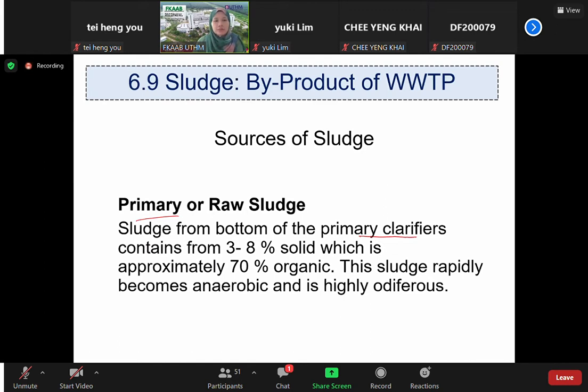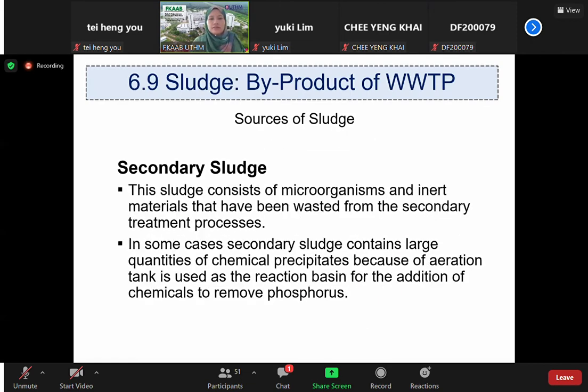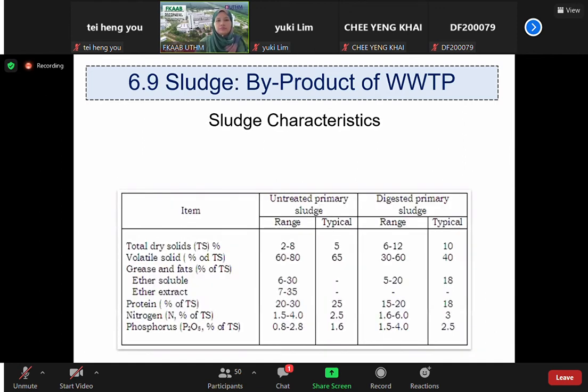They contain about 3 to 8% of solid and also 70% organic. So the sludge rapidly becomes anaerobic and is highly odoriferous. Okay, secondary sludge ada at the secondary clarifier after the aeration process. So this is the characteristics. The loss of proteins. Kalau ni untreated ataupun yang digested ni dia dah masuk kat dalam digester, so the nutrients dah reduce sikit lah. Kalau dia dekat digester ni maknanya dia dah release sikit. Dia decompose sikit.